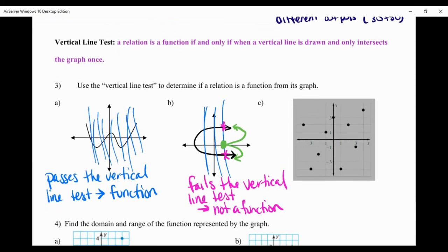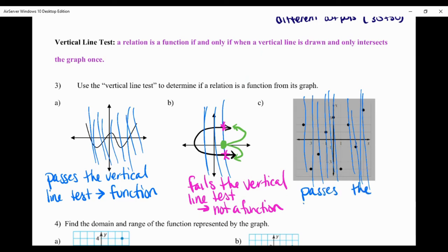Okay, we have another scatter plot, so vertical lines. Obviously try to do vertical lines so they intersect the points that are actually on the graph. At no point did it intersect more than once, so this passes the vertical line test, which means it's a function.